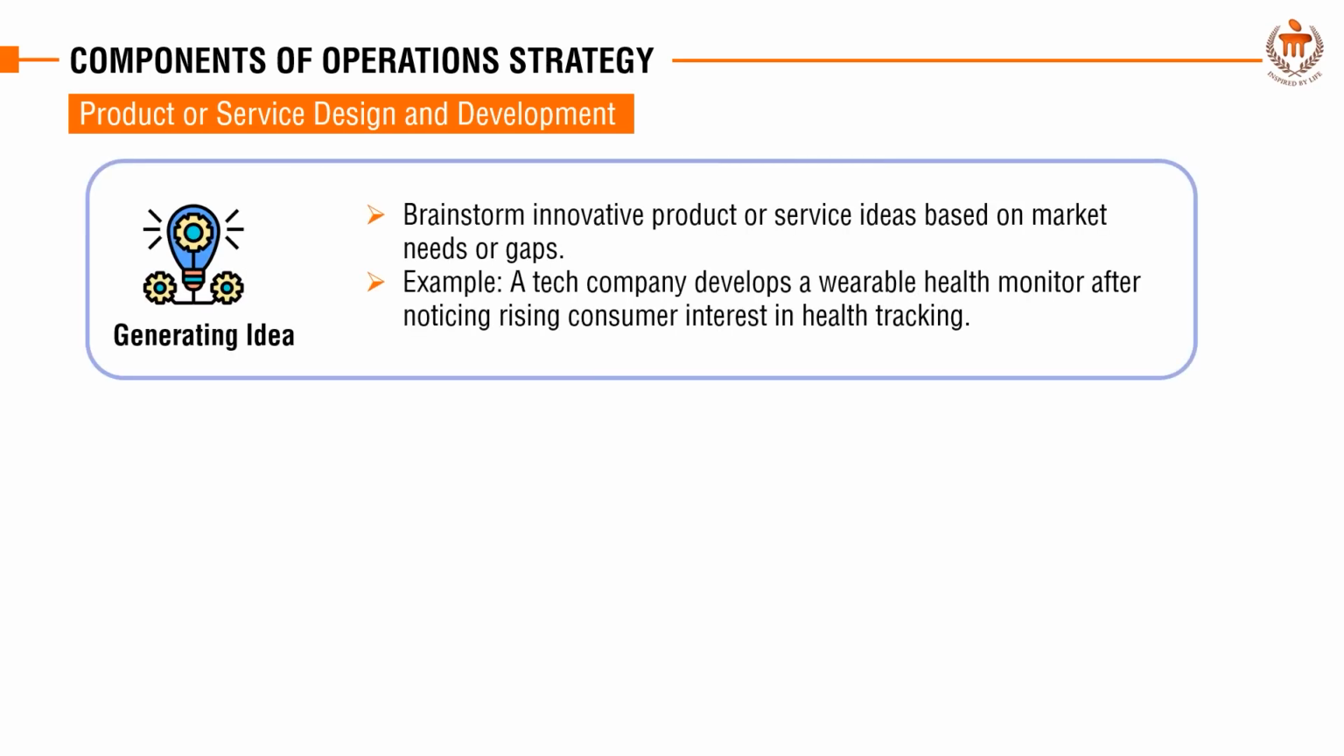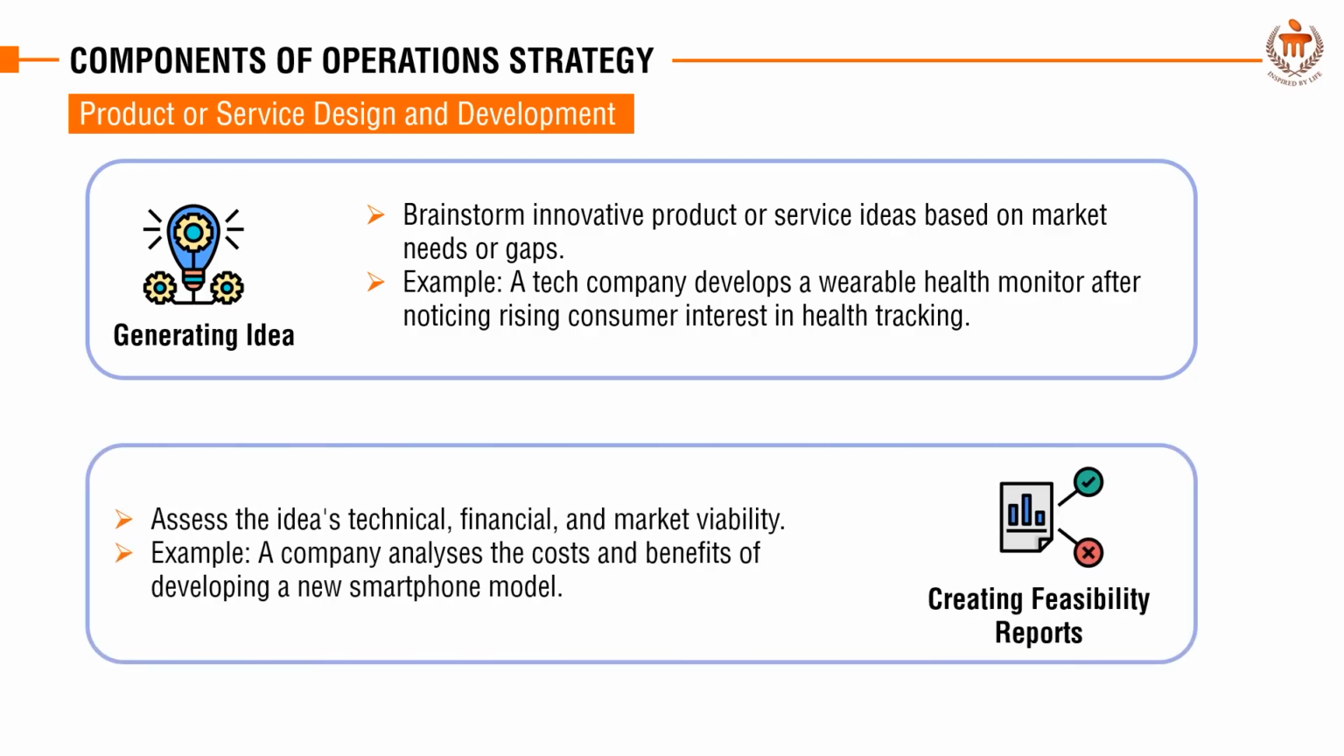First, generating ideas. The first step is brainstorming to generate innovative ideas for products or services based on market needs or gaps. For example, a tech company may come up with an idea for a wearable health monitor after observing increasing consumer interest in health tracking. Creating feasibility reports. Once an idea is generated, feasibility reports are created to assess its practicality, including technical, financial, and market viability. For instance, a company might analyze the potential cost and benefits of developing a new smartphone model.